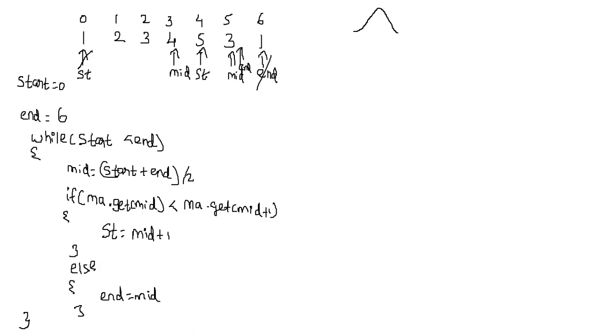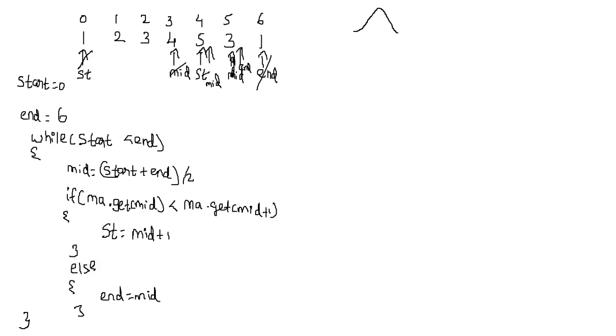Start less than end. Start is on the index value 4. End is on the index value 5. 4 less than 5, condition true. I have to find my mid value. 4 plus 5 is 9. 9 by 2, which is 4. The quotient value will be taken, 4. So the index value 4 will be considered as my mid value.